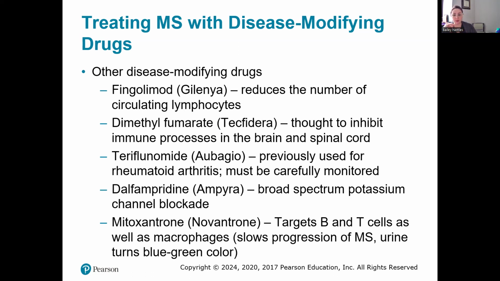And then the last one is the mitoxantrone. This one targets B and T cells, which we know are used for infections, and they fight like mast cells and things like that. So this helps slow the progression of multiple sclerosis. Important side effect for this one is it will turn your urine a blue-green color, which is definitely something you want to tell someone before they start peeing blue-green. Okay.